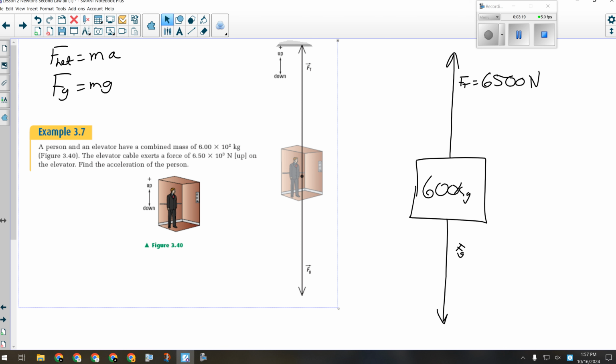So I know the mass of the elevator, and I know the acceleration due to gravity. So all I would have to do is go 600 kilograms times 9.81 meters per second squared, and I would have the force of gravity, or the weight of the elevator. And that's going to be 5,886 newtons. Okay, so anytime you need to calculate the force of gravity, that's how you do it. You take the mass of the object and you multiply by 9.81.